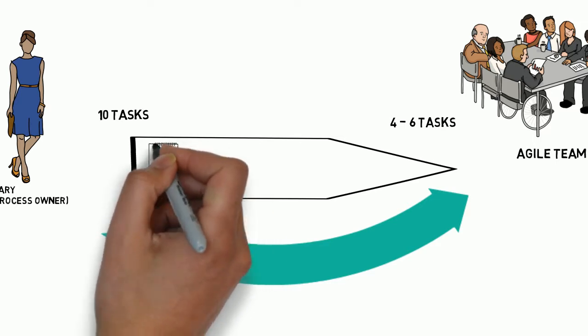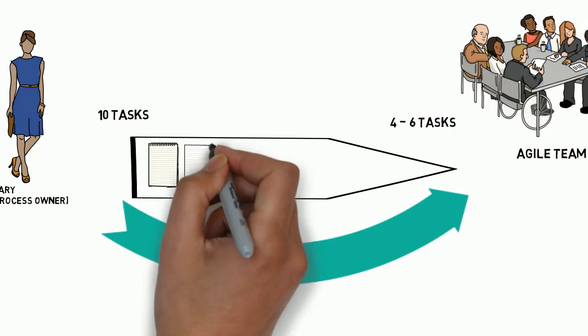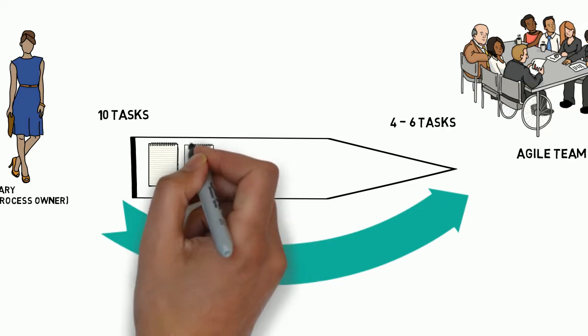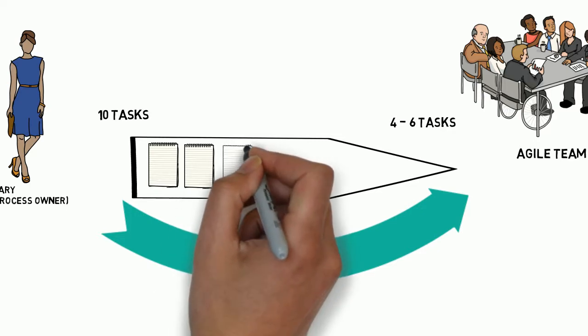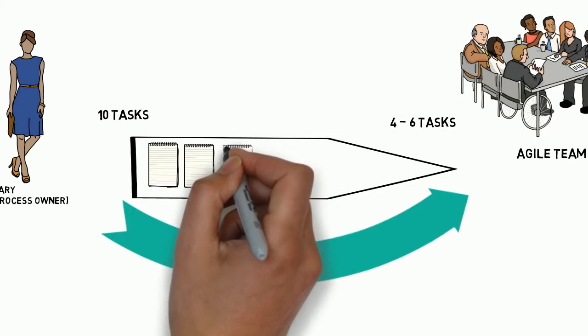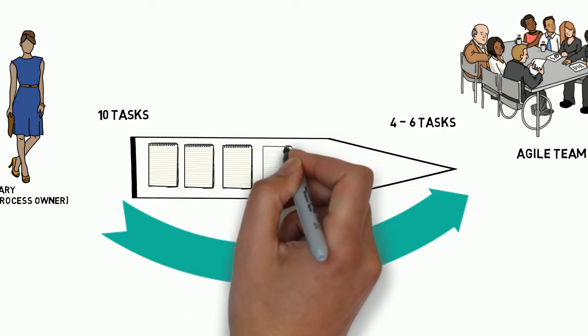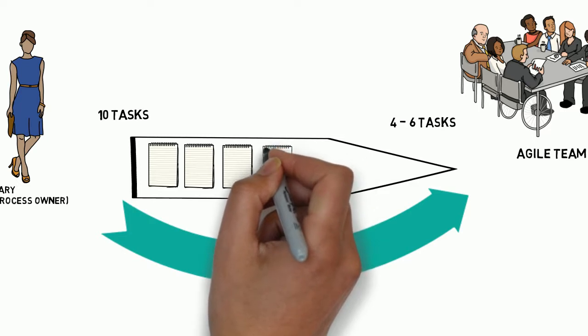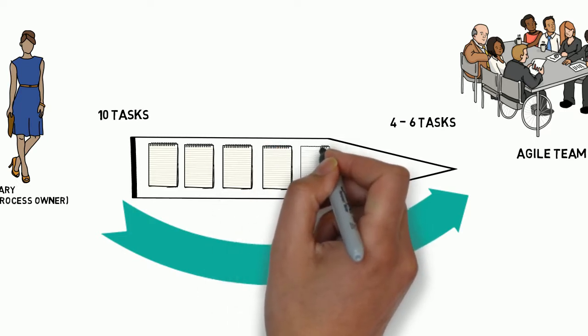So what do we do about this? Well, the Agile way is called yesterday's weather. The team says, well, the past few weeks we have delivered 4 to 6 tasks per week. So which 4 to 6 tasks shall we build this week? And the process owner's job is to figure out all of the possible actions. Which 4 to 6 tasks will we deliver next?